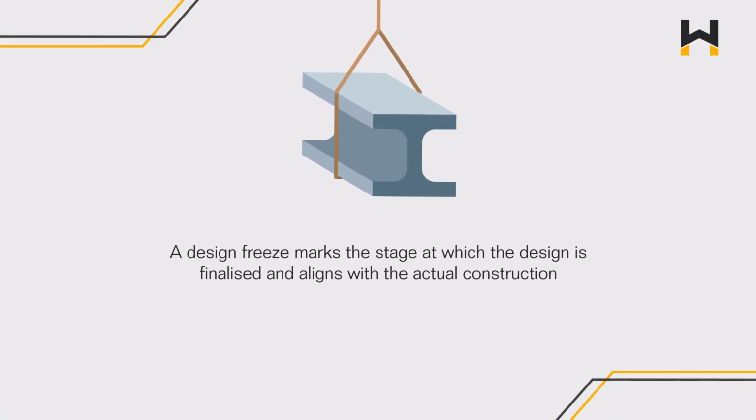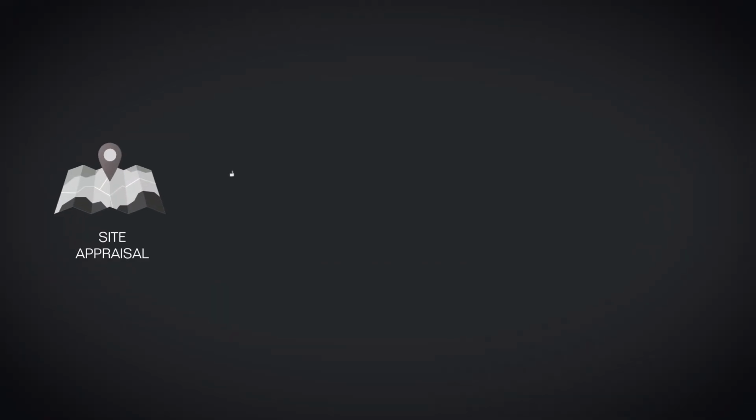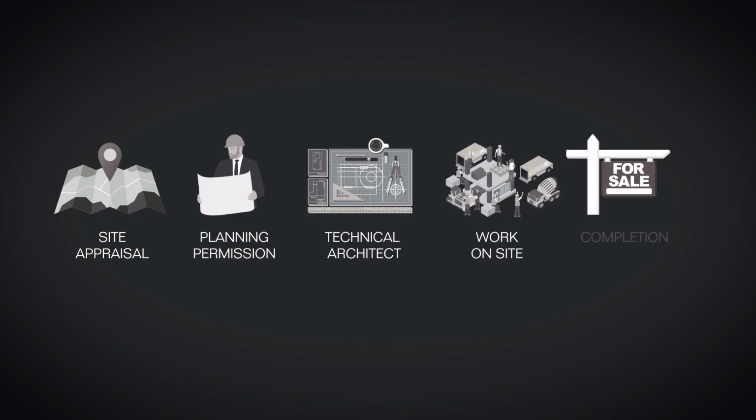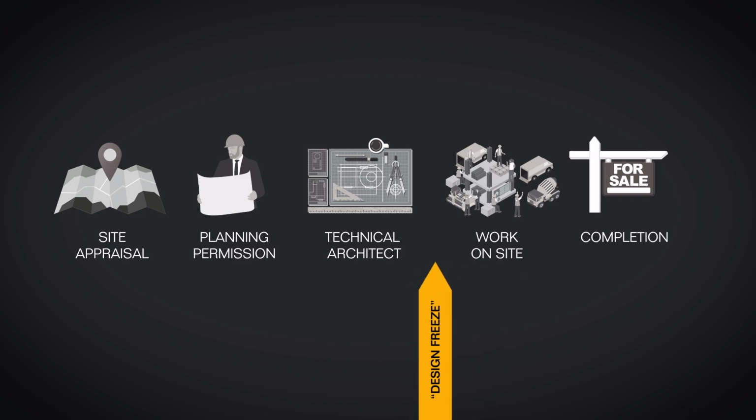So, what exactly is a design freeze? And why does its placement within the construction process matter? A design freeze marks the stage at which the design is finalised and aligns with the actual construction. To better understand its significance, let's zoom out a little and take a look at a timeline representing the end-to-end process of building a home. Where do you envisage your design freeze fitting in? It's likely you're considering the phase between the technical architect and the work on site.